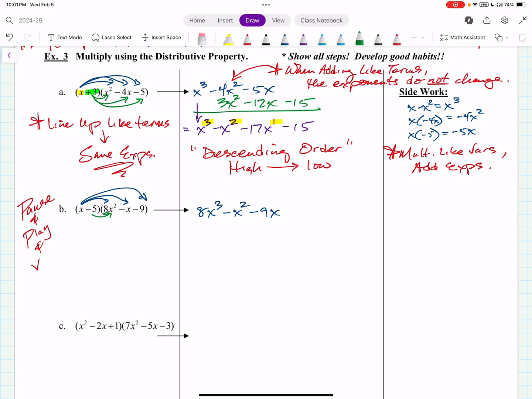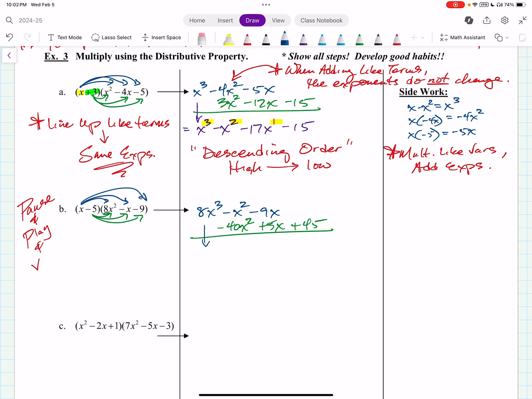And you got to line up like terms, like I said earlier in the first one. So negative 5 times 8x squared is a negative 40x squared. So line it up with the square. And then negative 5 times a negative x gives you a positive 5x. And then negative 5 times a negative 9 gives you positive 45.